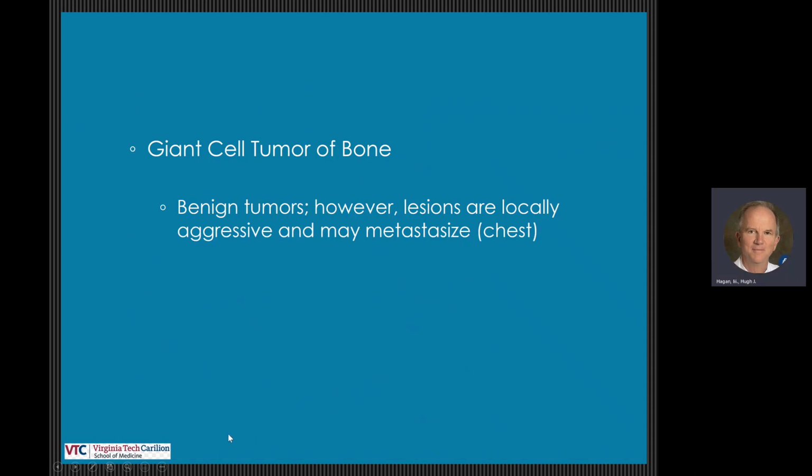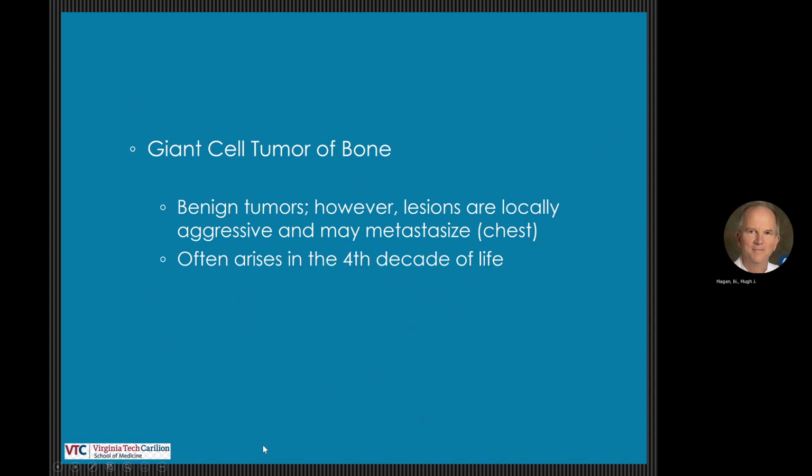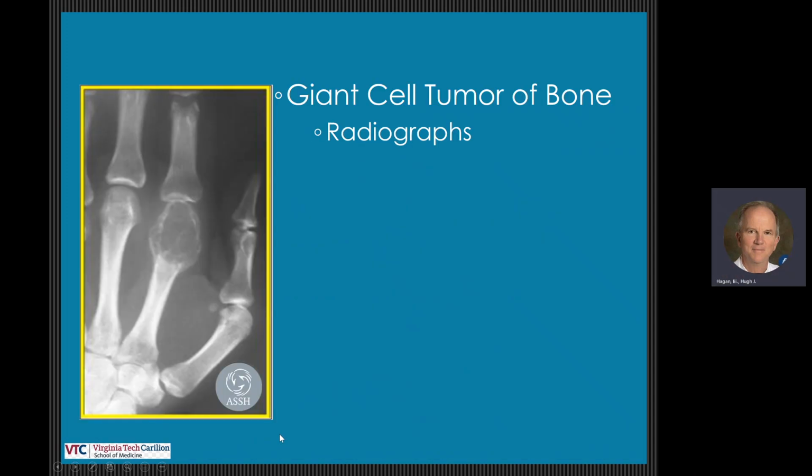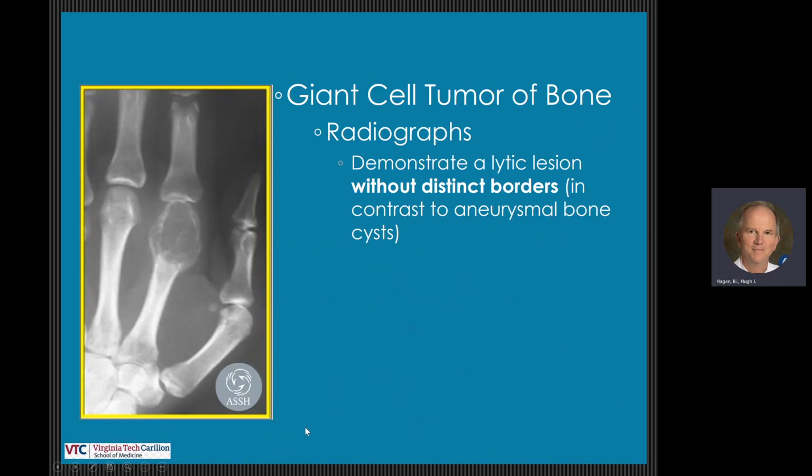Giant cell tumor of the bone is a benign tumor. However, lesions can be locally aggressive, and they can metastasize to the chest. They occur in middle life, and the distal radius is the third most common site in the body. You can see them in metacarpals in the hand. Oftentimes there'll be a lytic lesion. It won't have distinct borders. There may be some cortical breakthrough, which is distinct from aneurysmal bone cysts.